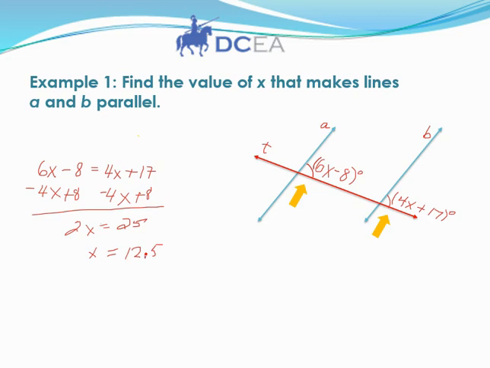Then you'd go ahead and substitute your 12.5 into the angle, and for the first one, 6 times 12.5 minus 8 equals 67, and 4 times 12.5 plus 17 will equal 67. So you solve that correctly.